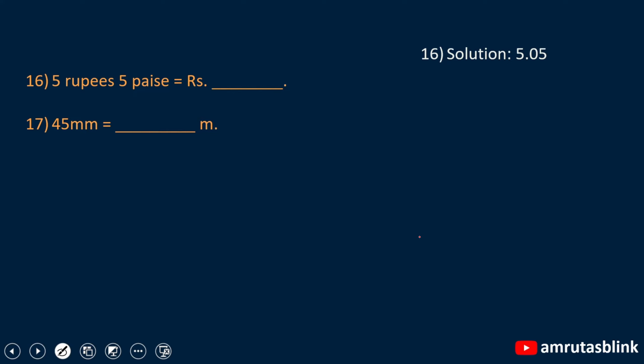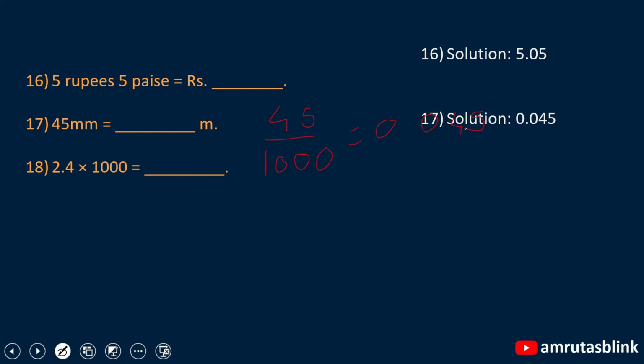45 mm is how many meters? 45 millimeters is how many meters? Now we know that 1 meter is 1000 millimeters, and hence in order to convert 45 millimeters into meters, what we need to do is divide this 45 by 1000, and hence our answer will be 0.045. So 45 millimeters is 0.045 meters.